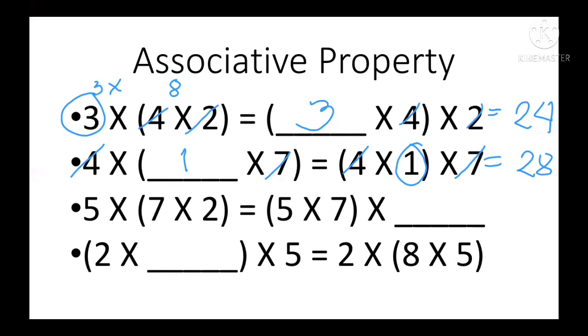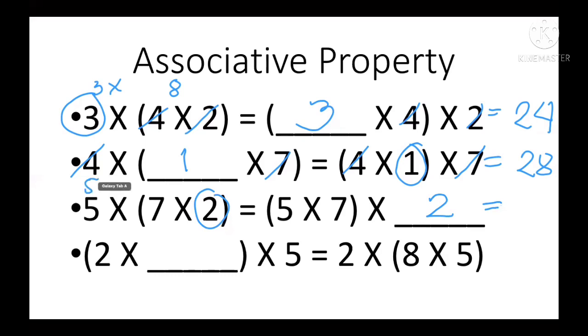Yes, very good. The answer is 2. It's because only 2 has no partner. Now let's answer this. What is 5 times 7 times 2? I will help you for this one.